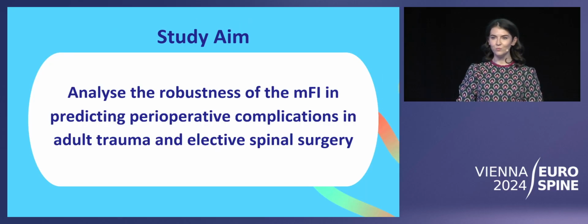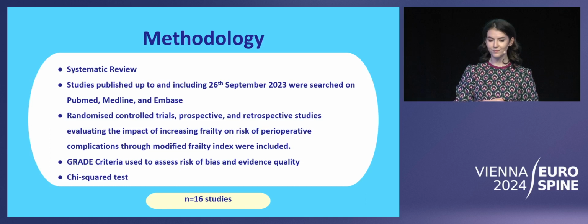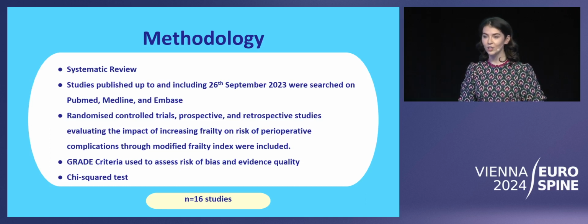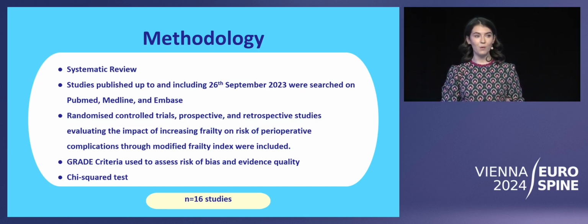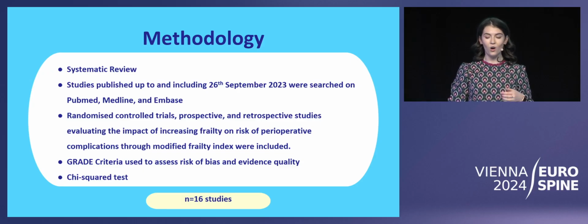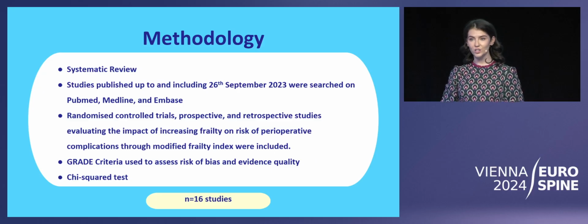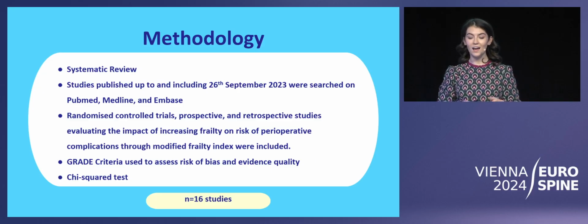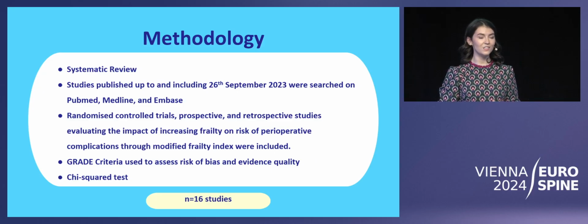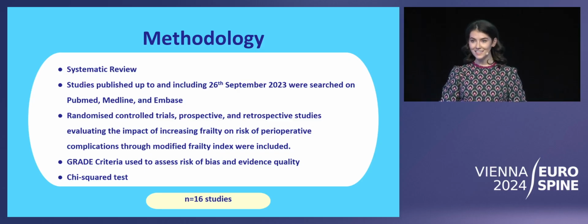The aim of our study was to analyse the robustness of the Modified Frailty Index in predicting perioperative complication in both adult trauma and elective spinal surgery. This was a systematic review looking at all studies which evaluated the impact of increasing frailty on perioperative complication risk using the MFI. Grade criteria was used to assess risk of bias and evidence quality, and statistical analysis was completed using the chi-square test. The final review included 16 studies.